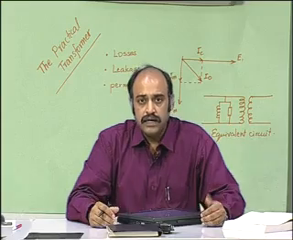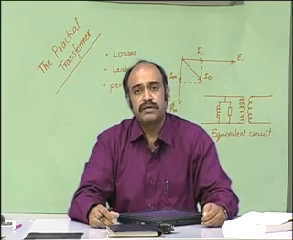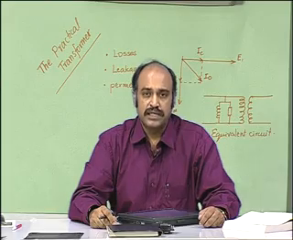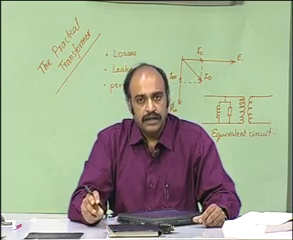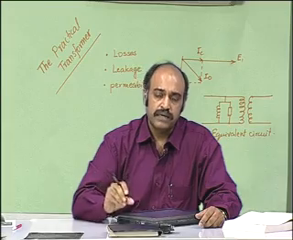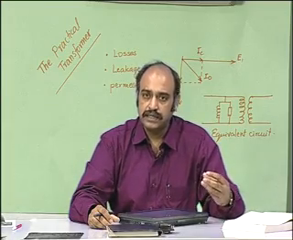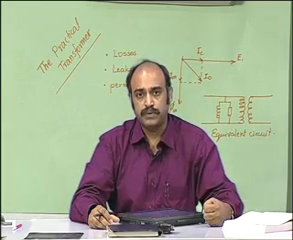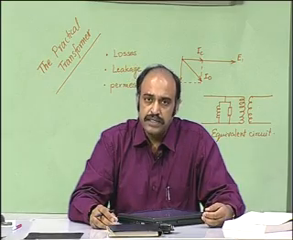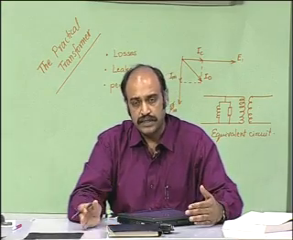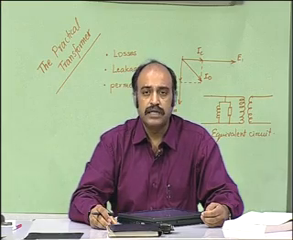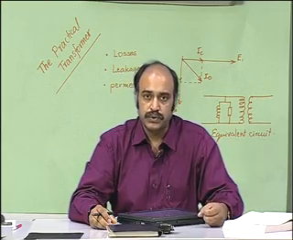Then the third application that we saw that we could put the transformer to good use was in impedance matching. We saw that a real impedance on the secondary side will reflect itself on the primary side as the impedance divided by the turns ratio square, or an impedance on the primary side will reflect itself on the secondary side as the impedance into the turns ratio square.